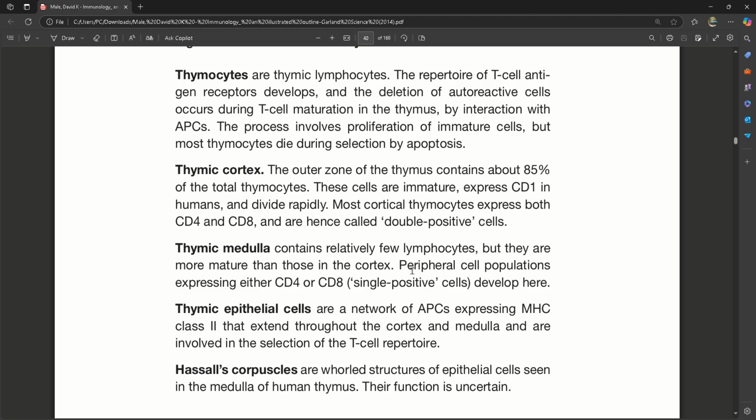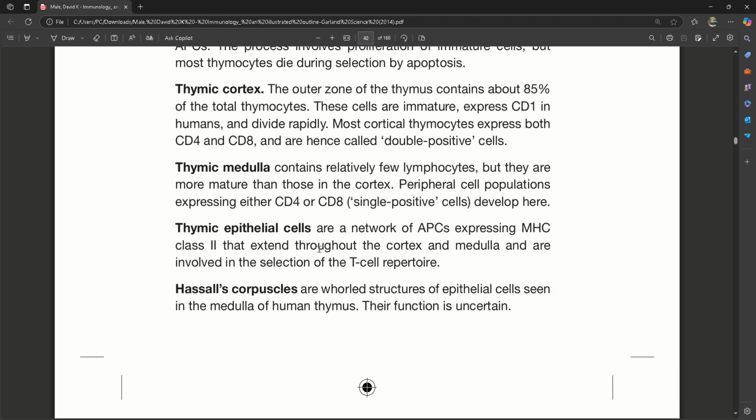The thymic medulla contains relatively few lymphocytes, but they are more mature than those in the cortex. So the cortex has immature cells and the thymic medulla has mature cells. Thymic epithelial cells are a network of antigen-presenting cells expressing MHC class II that extend throughout the cortex and medulla. These MHC II molecules are presenting processed antigens or epitopes to the T cells so that it will help in the selection and maturation of T cells.